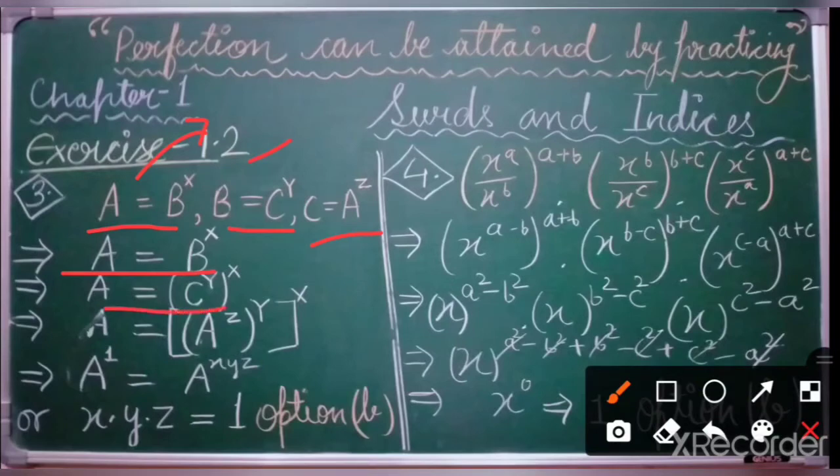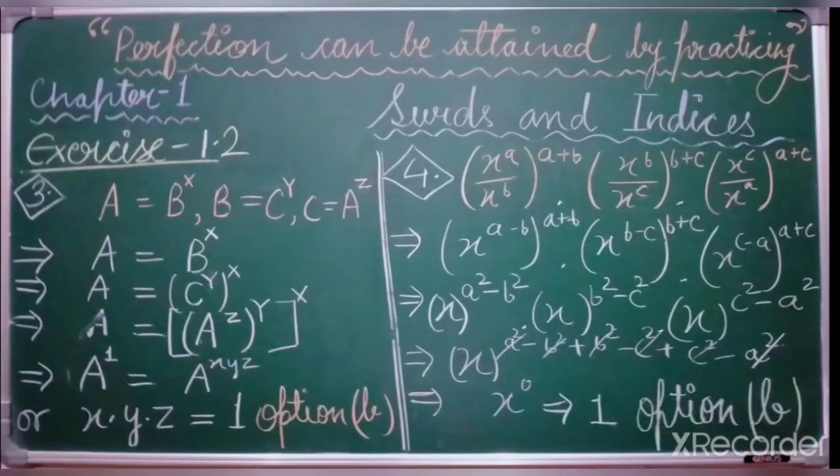Or again, in place of C, we will put A to the power z. We can also say it as A to the power 1 is equal to A to the power xyz. As I told you, if the bases are same on left hand side and right hand side, the powers get compared. So you will get xyz is equal to 1. Option B as your correct answer.